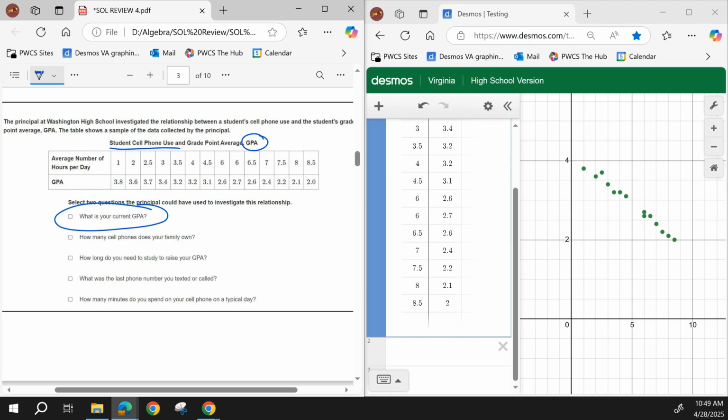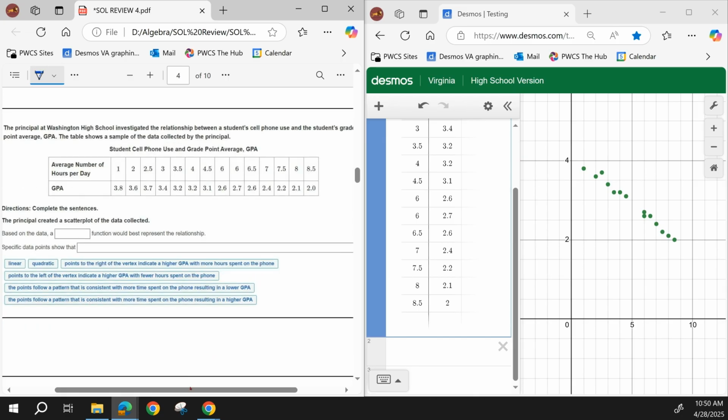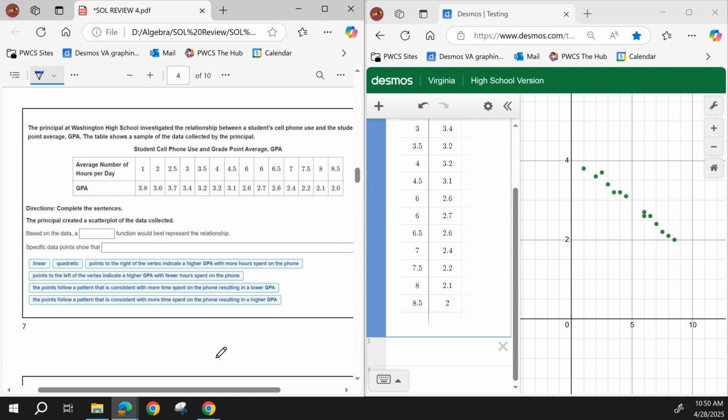And so we probably would have wanted to ask the students what is their grade point average. And then we would probably want to ask them, how many minutes do you spend on your phone each day? And so we're trying to see, is there a connection between how much you're on your phone and what your GPA is? And so if we look at this, this looks like a straight line. So we probably would say that this is a linear relationship.